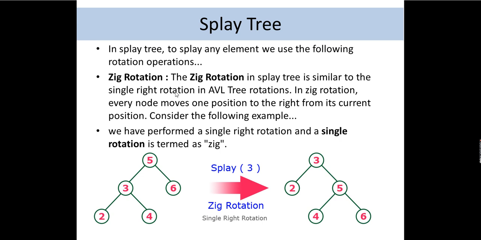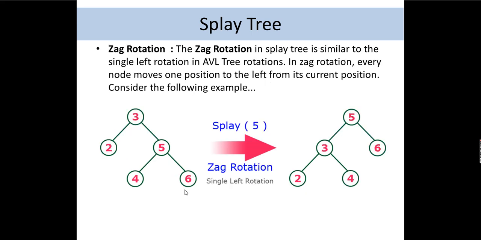The first is a zig operation. The zig rotation in a splay tree is similar to the single right rotation. Please remember, this is a single right rotation. You can see the example. When I say splay 3, so 3 is moved to the top in a single right rotation. You can see it here. It is a single right rotation movement of the 3 and all elements on this side are pushed down. So it is your zig rotation or a zig operation.